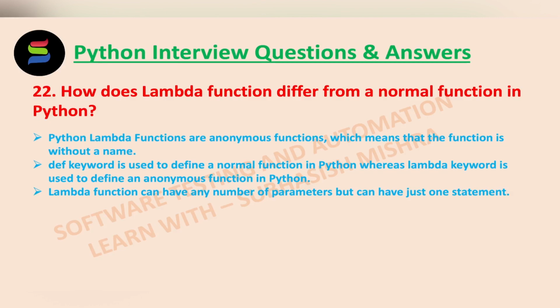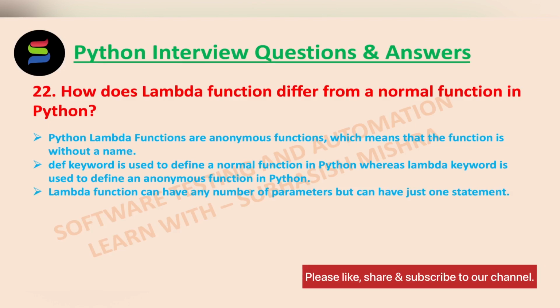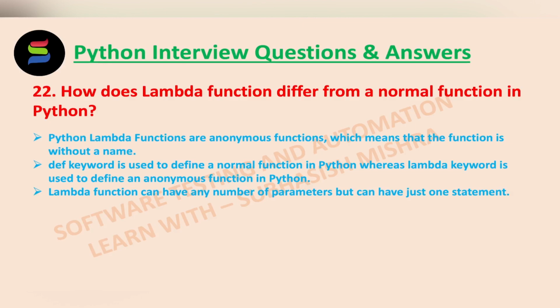Lambda function can have any number of parameters, but can have just one statement. Lambda is similar to the inline function in C programming. It returns a function object. In case of normal function, you can define a function name, pass the parameter and mandatorily have a return statement. But in lambda function, it is typically used for simple operations without the use of function names.